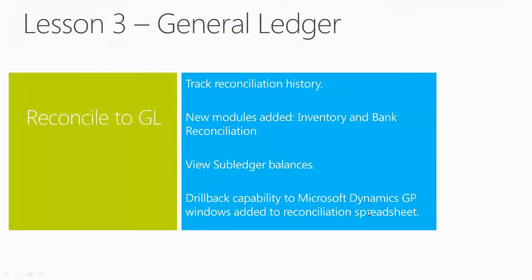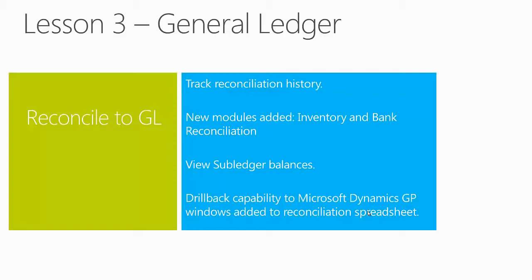Lesson 3 for General Ledger. In this lesson, we'll take a look at the new features for the Reconcile to GL utility. The first new feature is how to track your reconciliation history, so you can see what modules you reconciled, when you last reconciled them, and the detail behind that reconciliation.